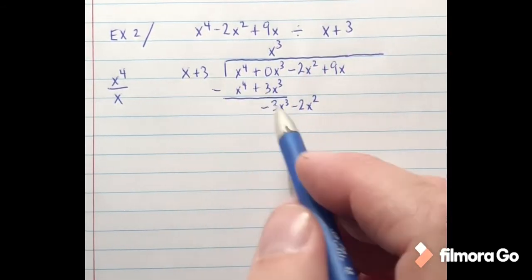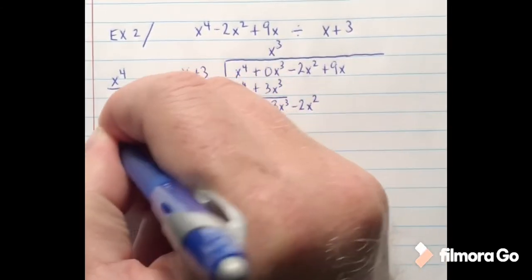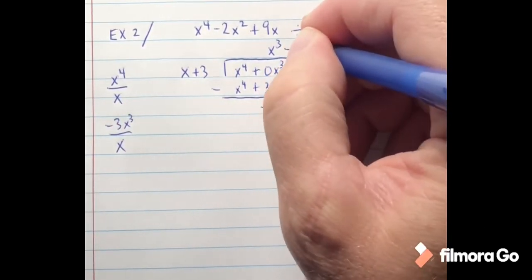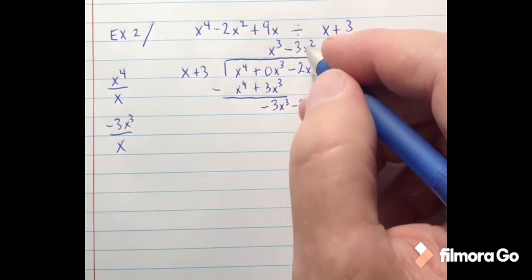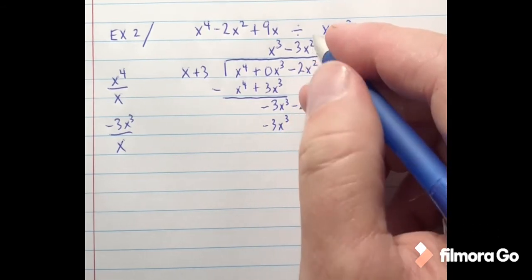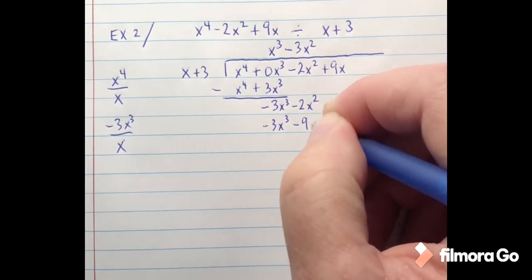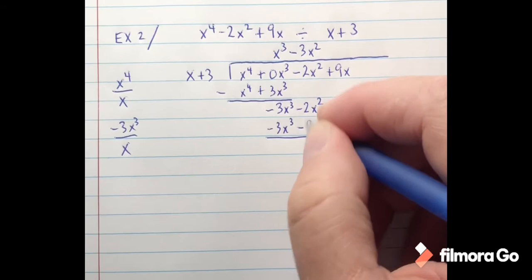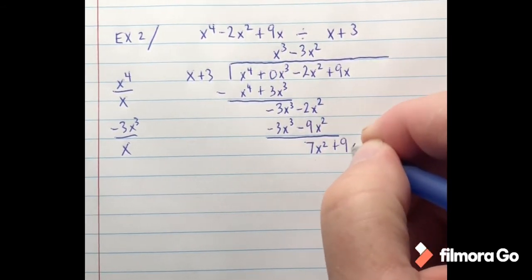Again, I'm going to ask myself how many times does x go into negative 3x to the third. And again, that's going to be negative 3x squared. So negative 3x squared times x gives me negative 3x to the third. Negative 3x squared times 3 gives me negative 9x squared. Again, I'm going to subtract. That changes both signs, so now I get 7x squared. I bring down my 9x.